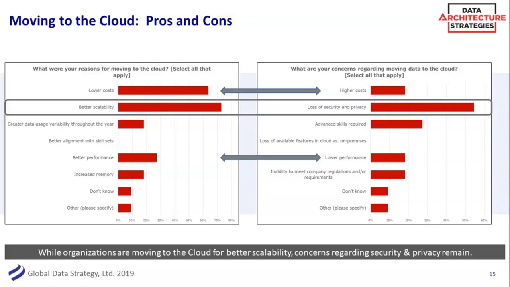So anyway, those are kind of the as-reported pros and cons that people saw. What I found interesting, when you put them side by side, you'll see that some of the pros were also a con. Right? You'll see what is the reason for moving to the cloud, lower costs. Why don't you move to the cloud, higher costs?